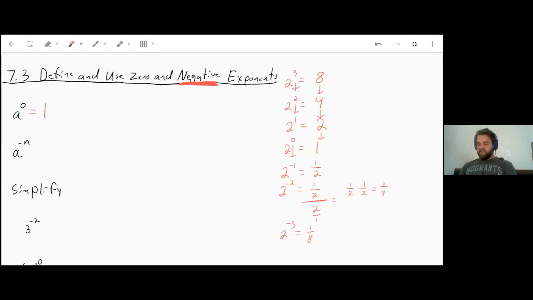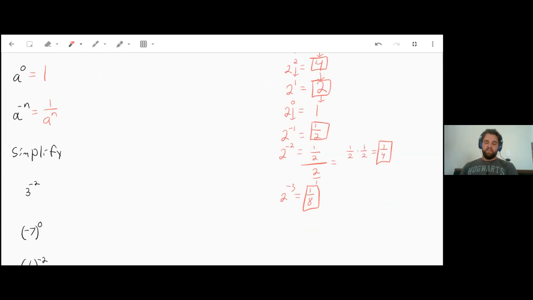So what pattern can we see here? Well, our numbers down here, 1/8, 1/4, 1/2, these are just the reciprocals of 8, 4, and 2. So when we get to a negative exponent, we can actually get rid of that negative exponent by just taking the reciprocal of the number. So a to the negative n would be the same as 1 over a to the positive n. So let's go and use both of these tools in practice.